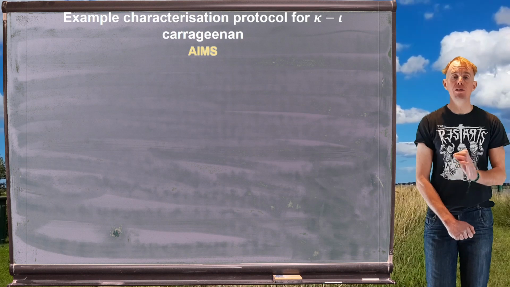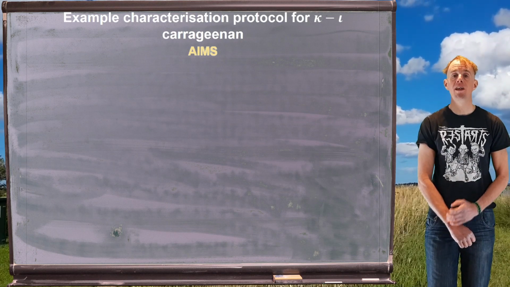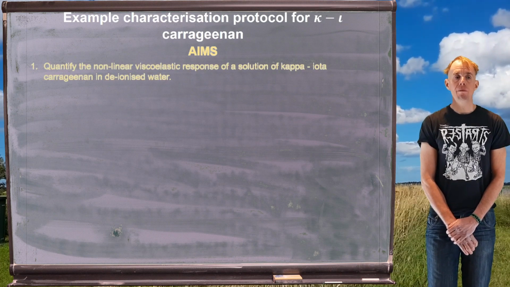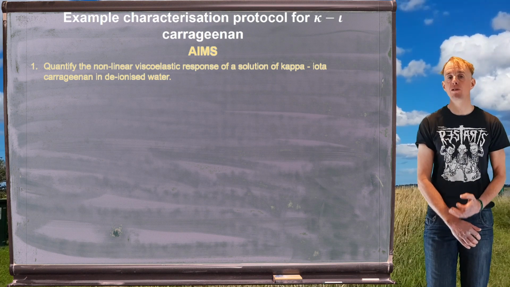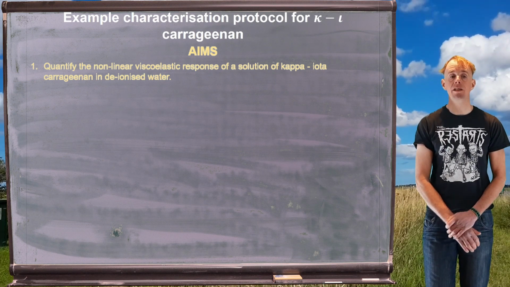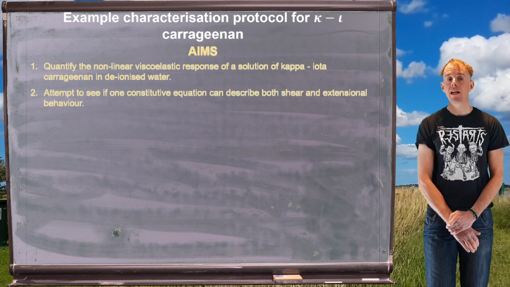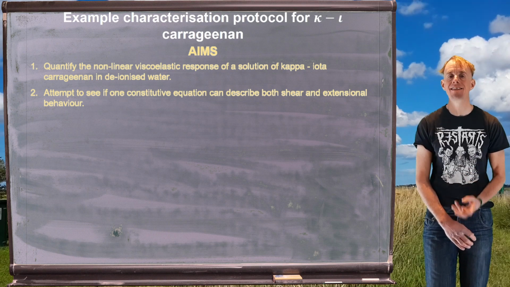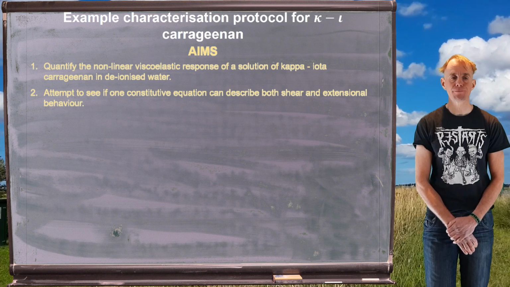So let's motivate this again with some aims, think about the uses and think about the methods. So first of all, we might aim to quantify the nonlinear viscoelastic response of a solution of kappa-iota carrageenan in deionized water. We will also attempt to see if one constitutive equation can describe both the shear and the extensional behaviour of this particular biopolymer.